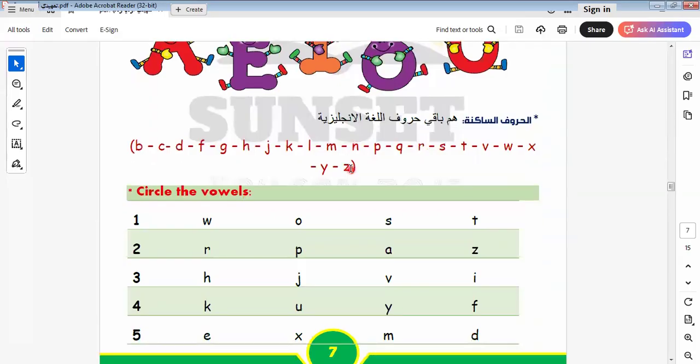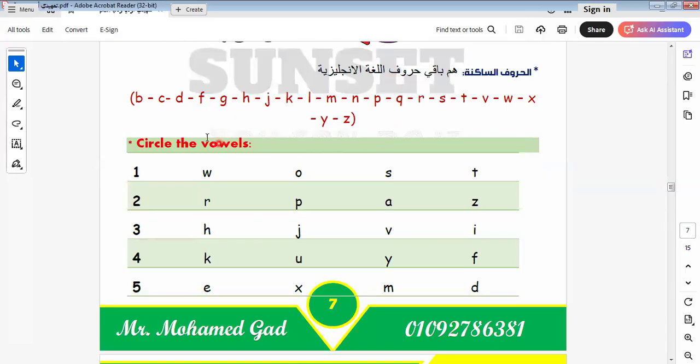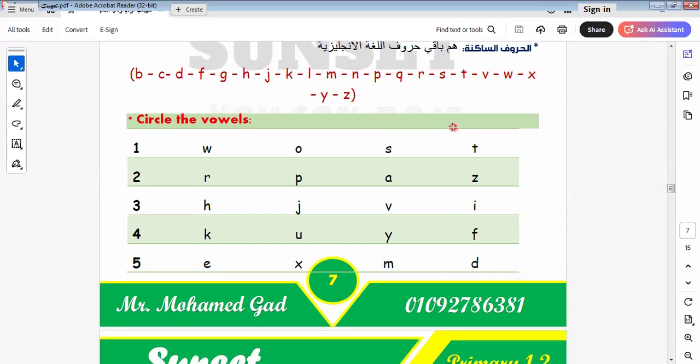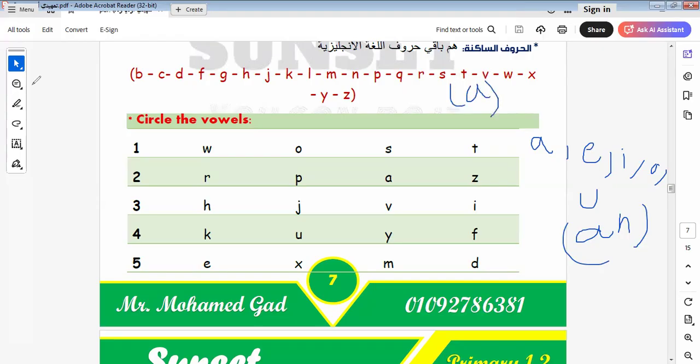Here we have the consonant sounds. Let's know it together. Here we have B, C, D, F, G, H, K, L, M, N. We have consonant sounds and we have vowel sounds. Okay, the vowel sounds. What are the vowel sounds? A, E, I, O, U. And this vowel sound takes what? Takes an, the indefinite article, and the consonants take a. Okay, now we know this. Let's continue the rest of the exercise.